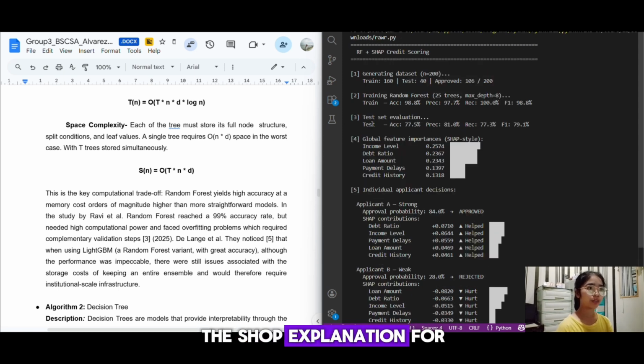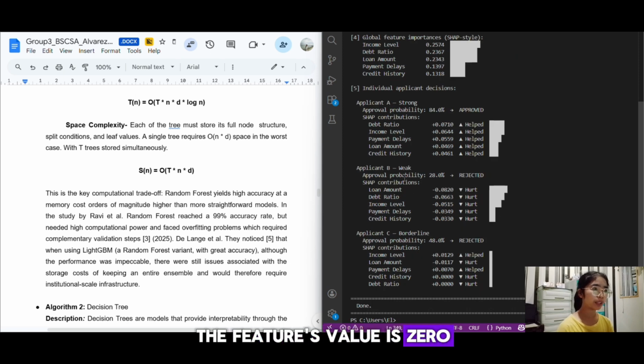The SHAP explanation for applicant B shows loan amount as the biggest negative factor. The feature value is 0.85, extremely high, meaning this person is requesting far more loan than their profile justifies. This is an actionable, human-readable explanation that satisfies GDPR's right to explanation and ECOA's adverse action notice requirements.